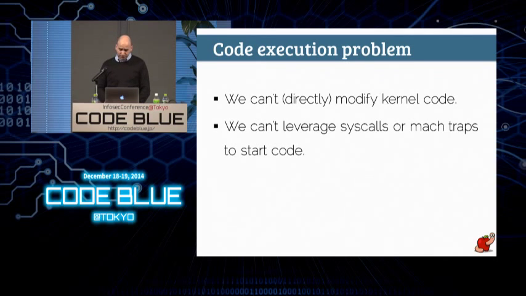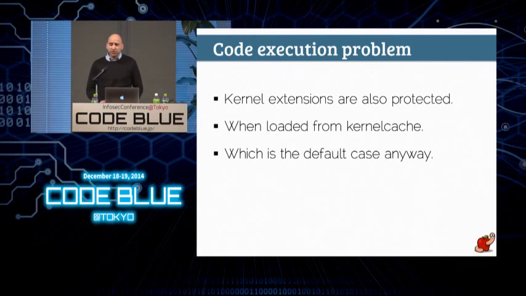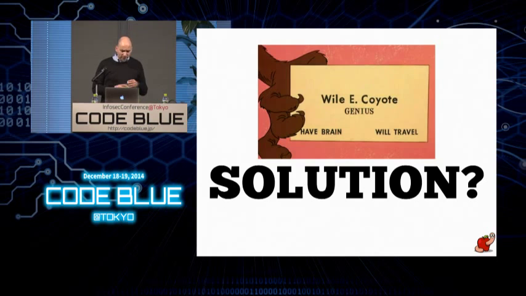We cannot do that. You also cannot attack the kernel extensions. They would be a good target because if you look at the protections on disk, they are writable. The problem is that most of the time they are loaded from the kernel cache, which is the default, as I told you. And in the kernel cache, Apple modifies the memory protection. They are also not writable there, so you cannot use them for the same purpose. What is the solution?